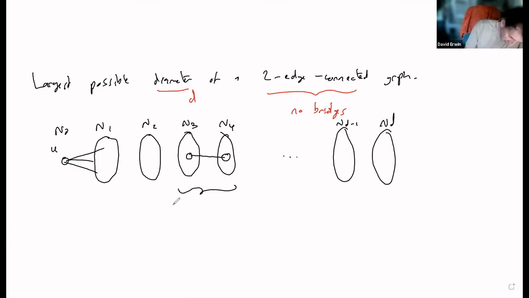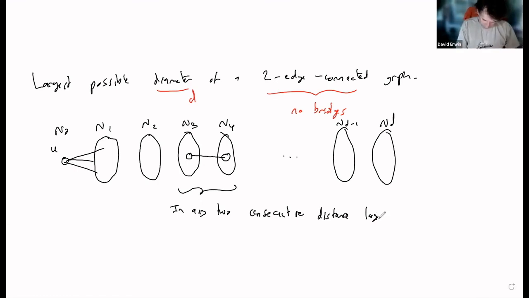So that means that in any two consecutive distance layers, there are at least 3 vertices.